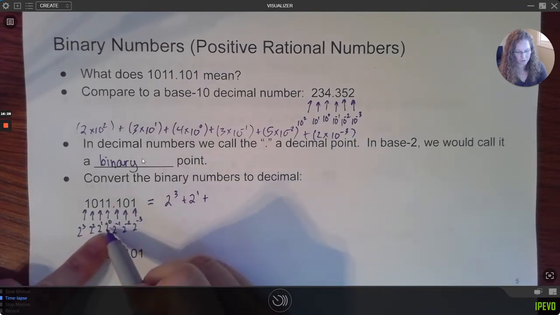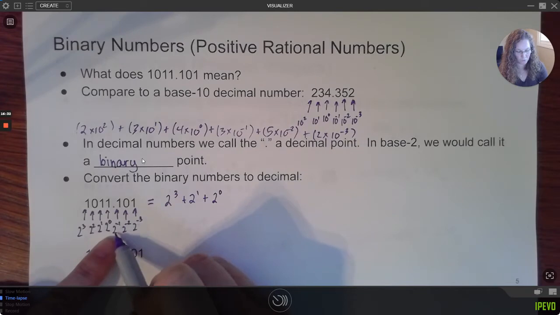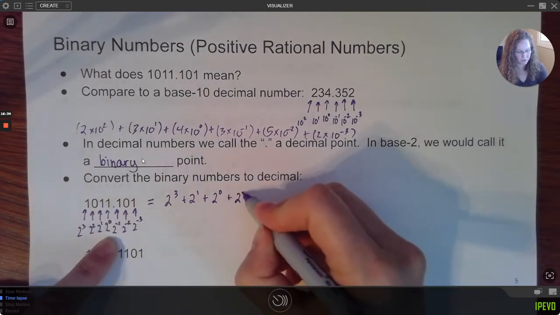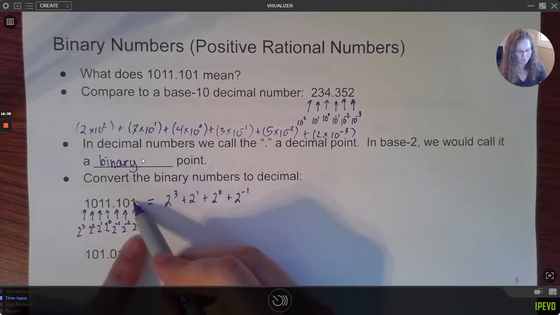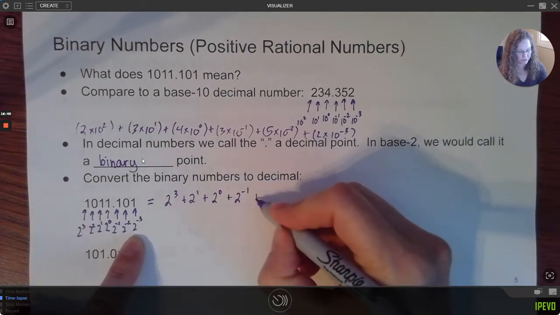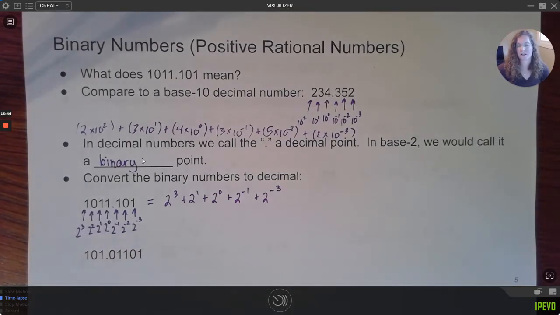I have a 2 to the 0th power. I have 1, 2 to the -1. I don't have any 2 to the -2s, but I have 1, 2 to the -3s. Okay, and so that would tell us what the number was. So let's figure that out.